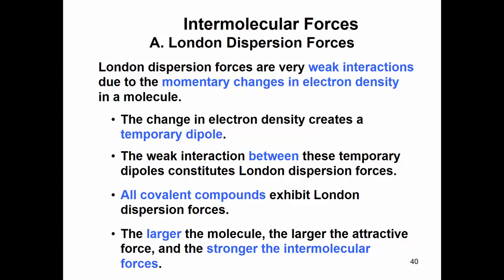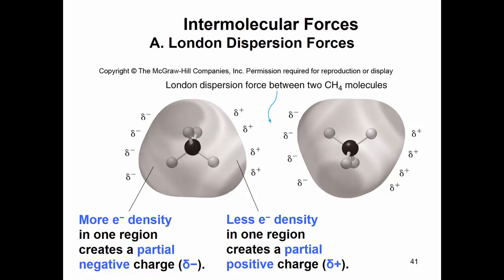The larger the molecule is, the larger the attractive force and the stronger this London force is. So if you think about it, if a molecule is bigger, it has a larger surface area, and so it can have more interaction. So the bigger it is, the stronger that intermolecular force.